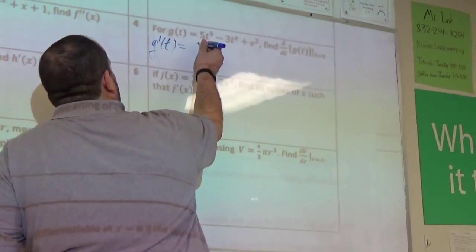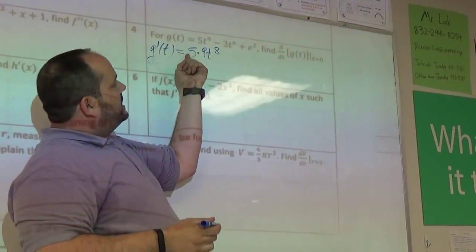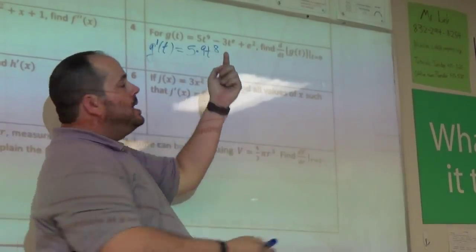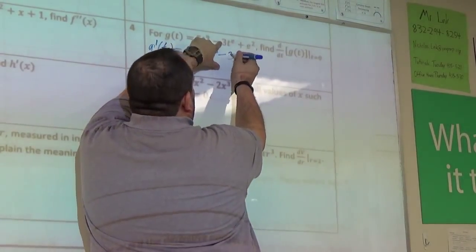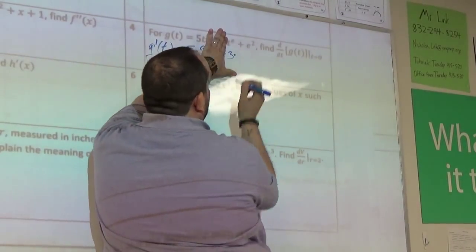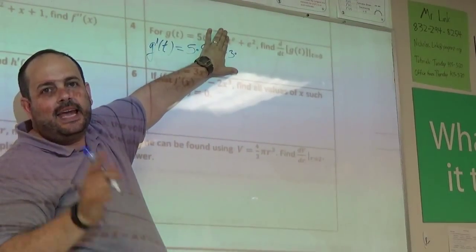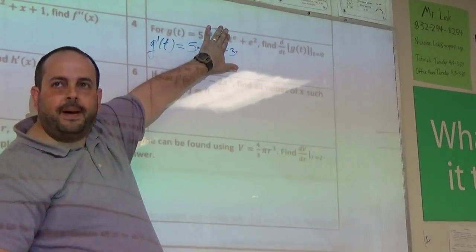45t to the 8th. Maybe you went straight to 45t to the 8th, or maybe you said it's 5 times the derivative of t to the 9th, which is 9t to the 8th, minus the derivative of 3t to the e. 3 times take the derivative of t to the e. Oh, we're not so confident now. 3t to the e. Is this your variable raised to a power? Yes. Then use the power rule.